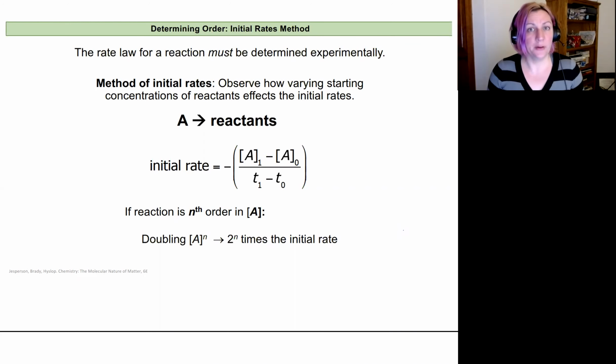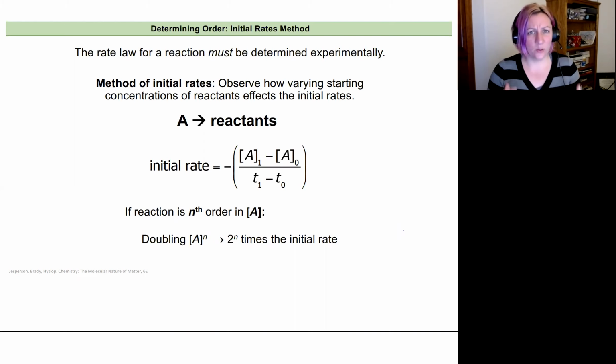So to determine the rate law for a reaction, we have to do this experimentally. And so I'm going to walk through the method of initial rates, which is a way of seeing how the concentrations of reactants affect the initial rates of the reaction. And that allows us to determine what the order is with respect to that reactant. And that'll allow us to build our rate law.